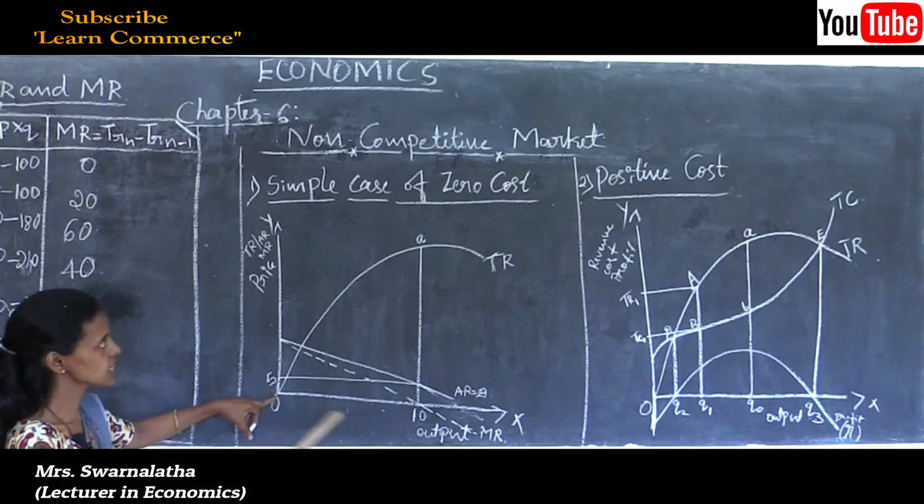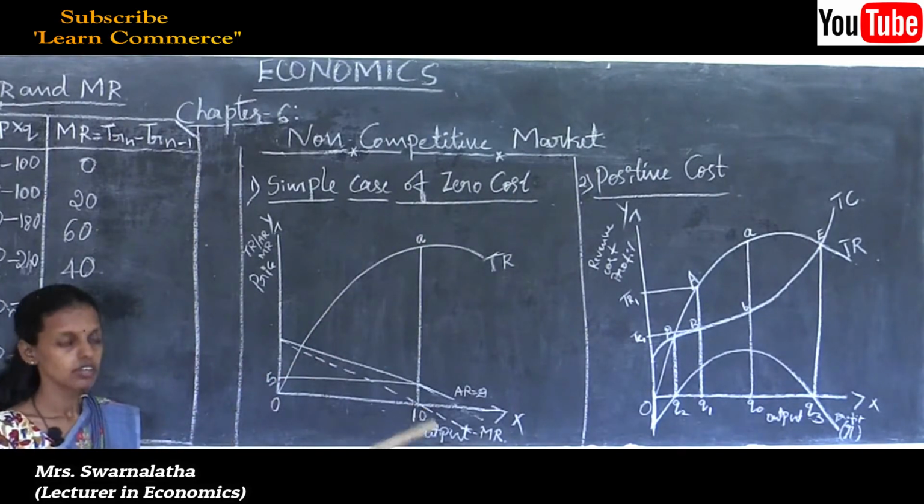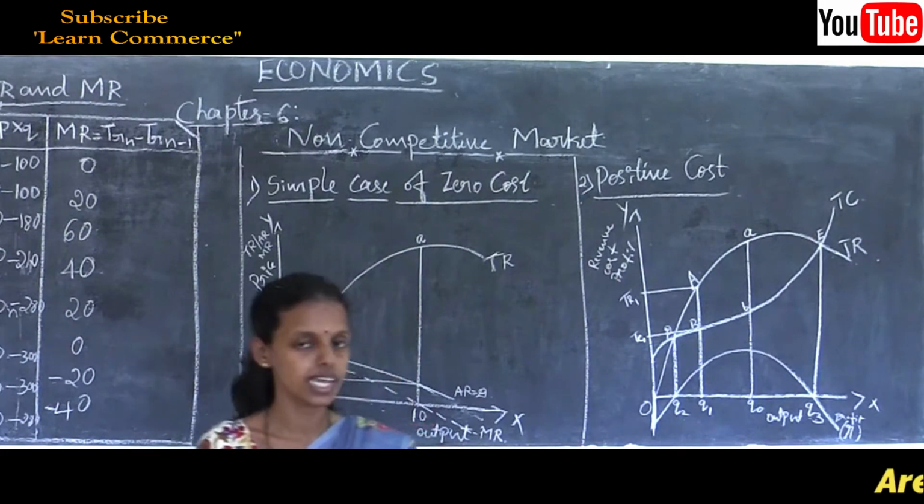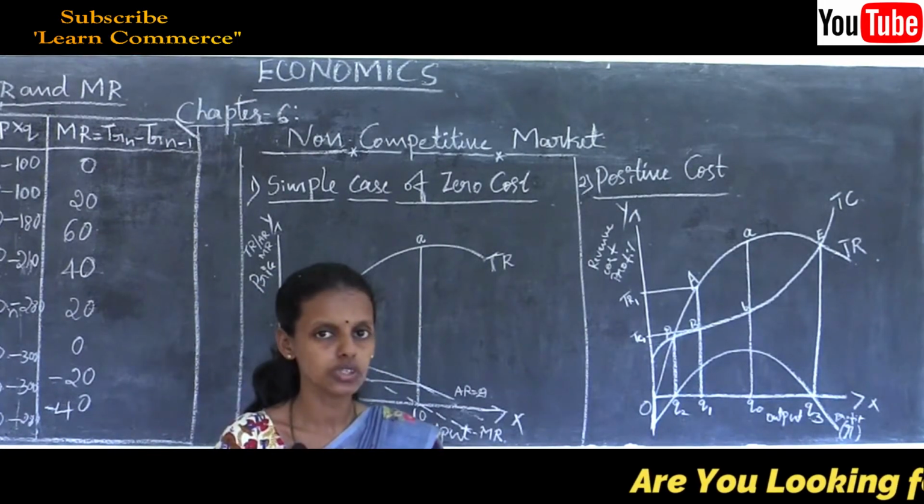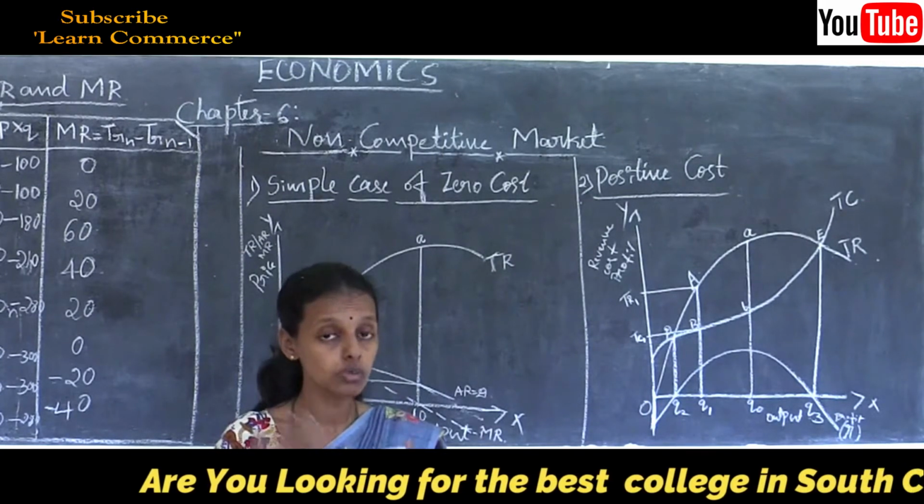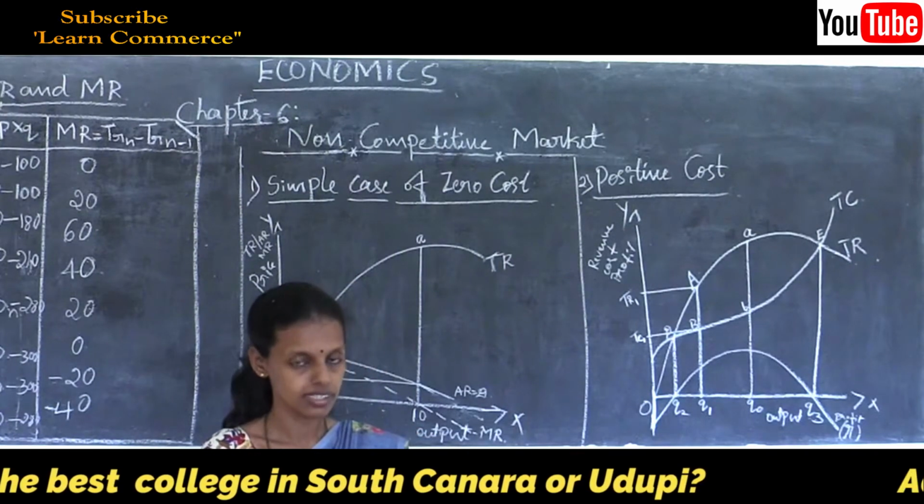Here the figure explains the simple case of zero cost. Before going to the figure, for your clarification we can take one example. How is the firm going to earn the maximum profit with zero cost? Without any investment, how is the firm going to get the profit? These are the questions in our mind, yes or no?